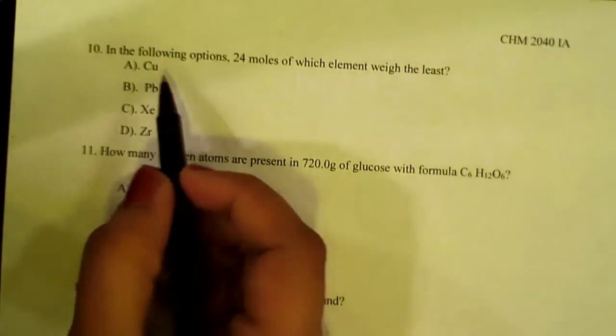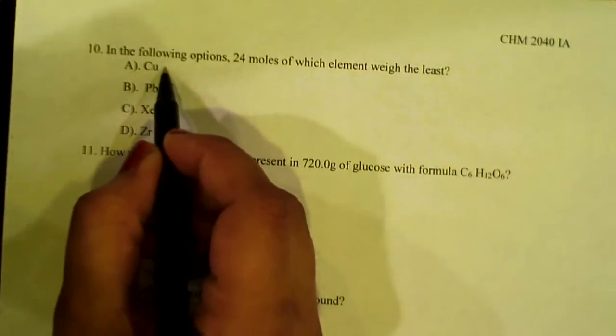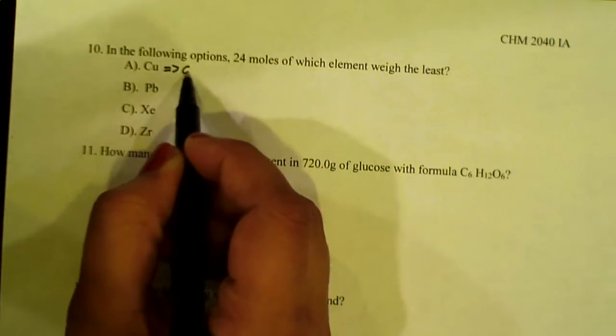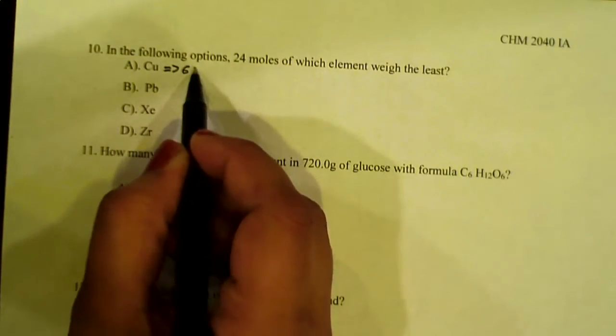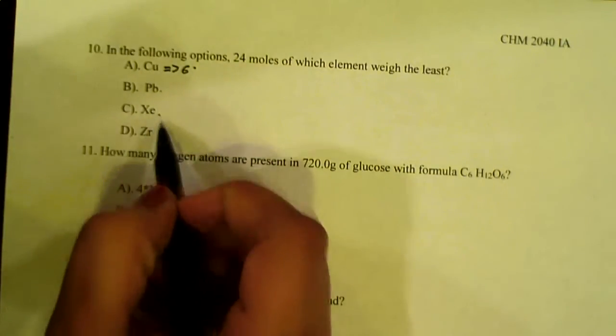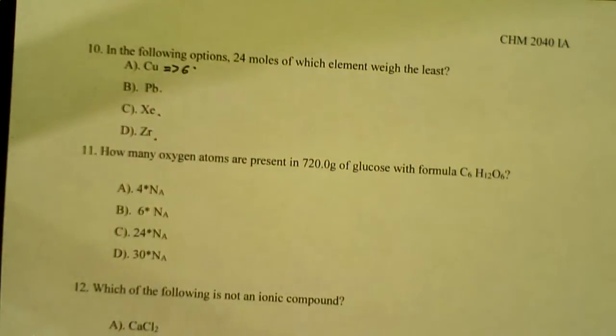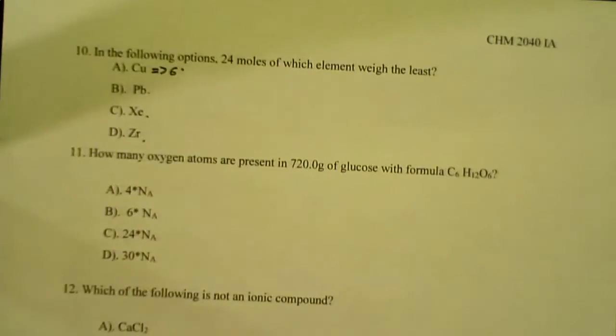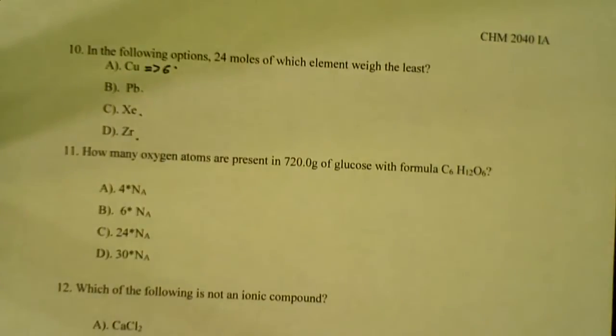So for copper, its atomic mass is around 60s, and lead, xenon and zirconium are like far end of the periodic table. Do you have the periodic table with you? Yeah, so you can double check the masses there. So copper is on the left side on the top. Can I borrow the periodic table?